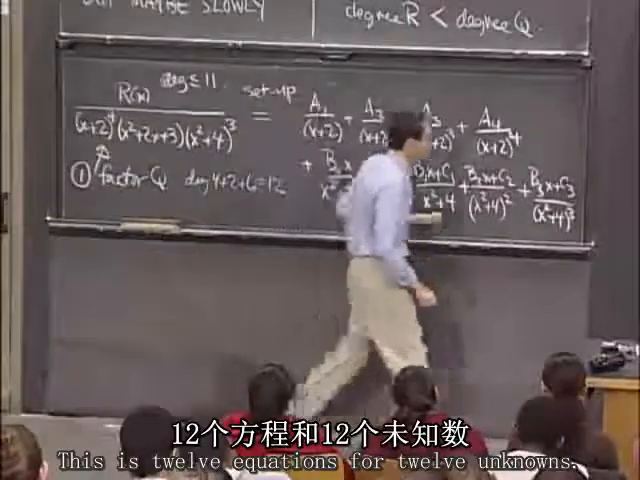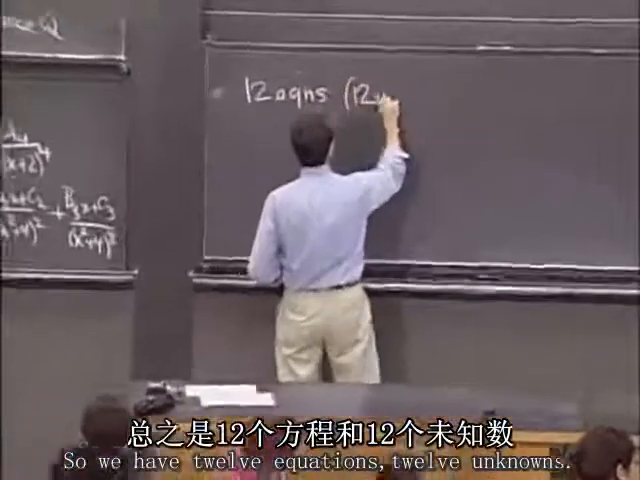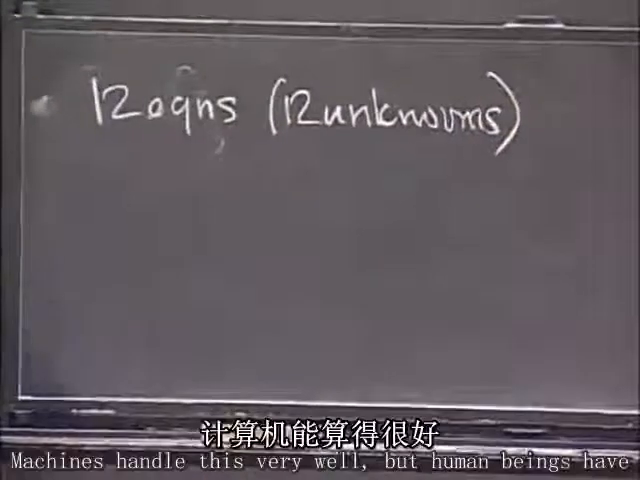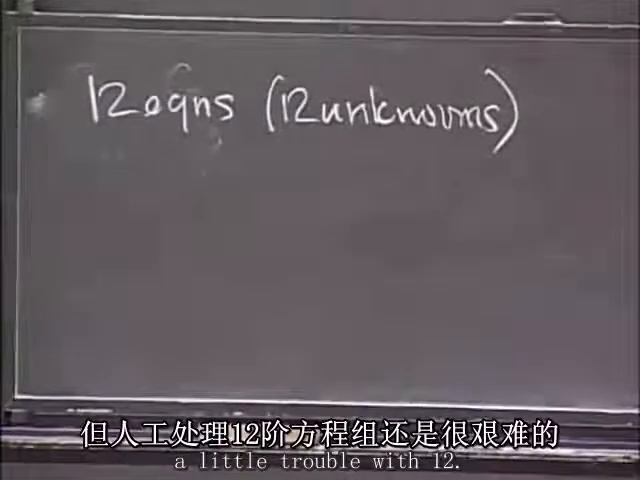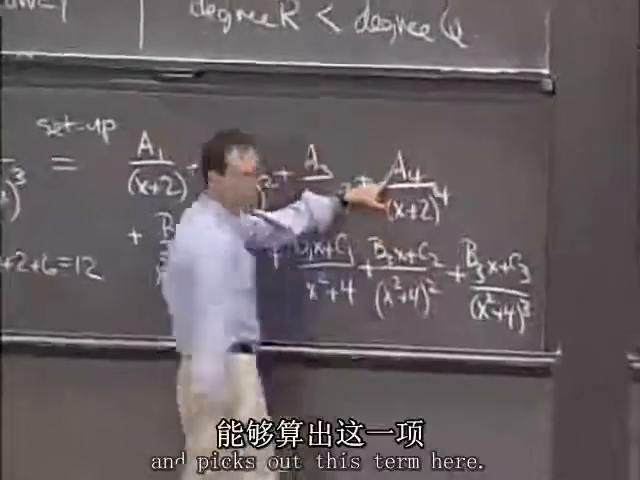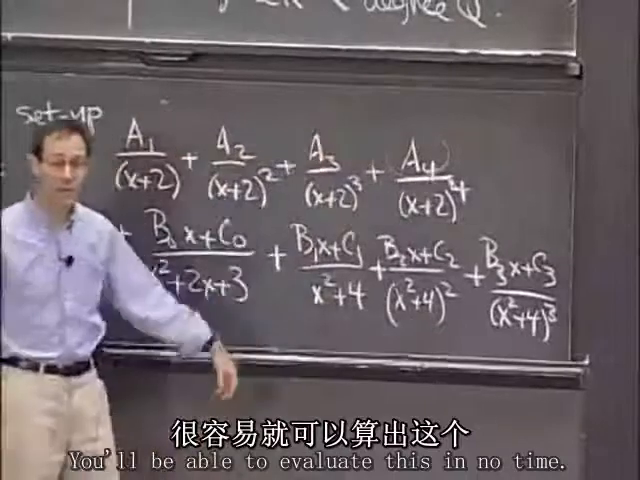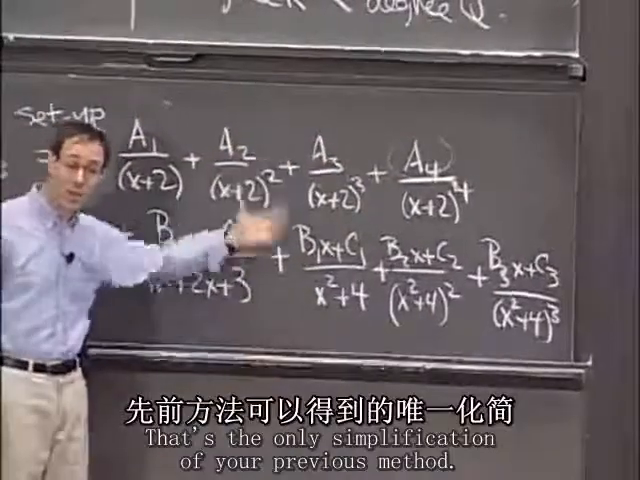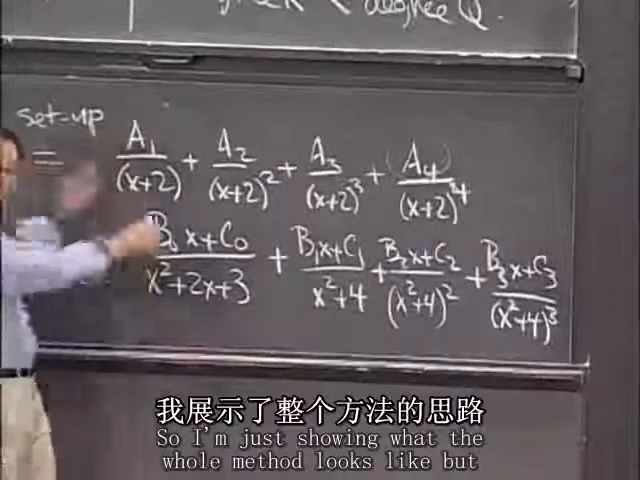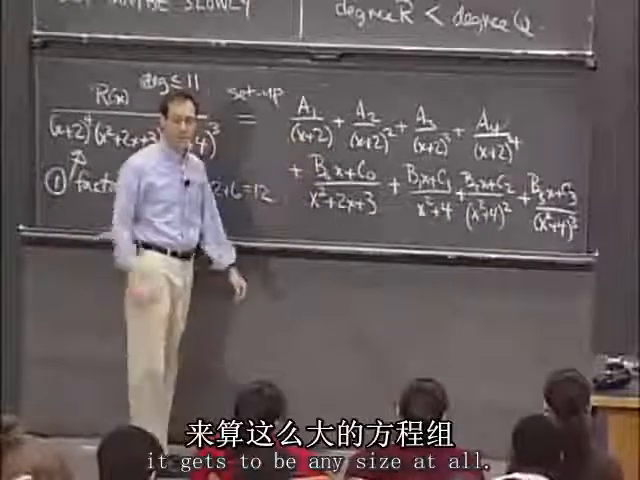So we have 12 equations, 12 unknowns. That's the other bad news. Machines handle this very well, but human beings have a little trouble with 12. Now, the cover-up method works very neatly and picks out this term here. But that's it. It reduces it to an 11 by 11. You'll be able to evaluate this term in no time, but that's the only simplification of our previous method. We don't have a method for this. I'm just showing you what the whole method looks like, but really you'd have to have a machine to implement this once it gets to be any size at all.